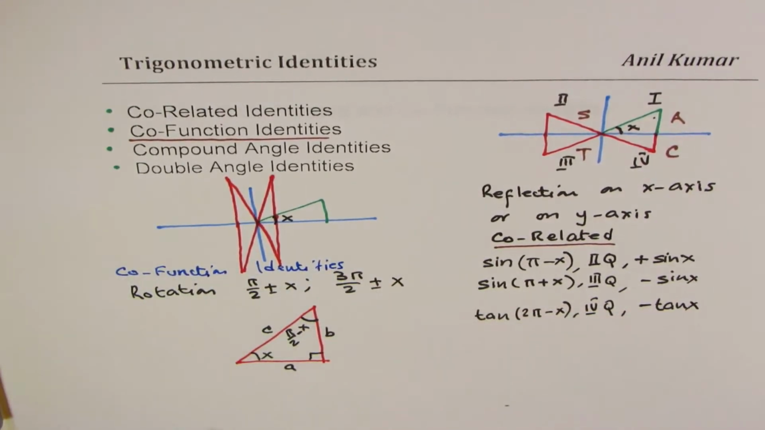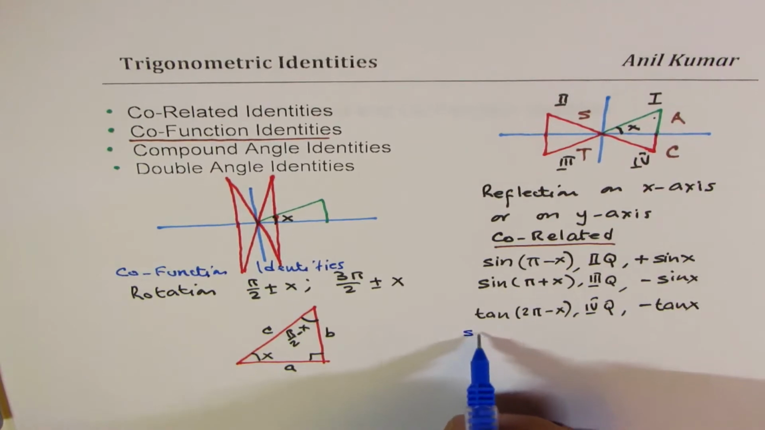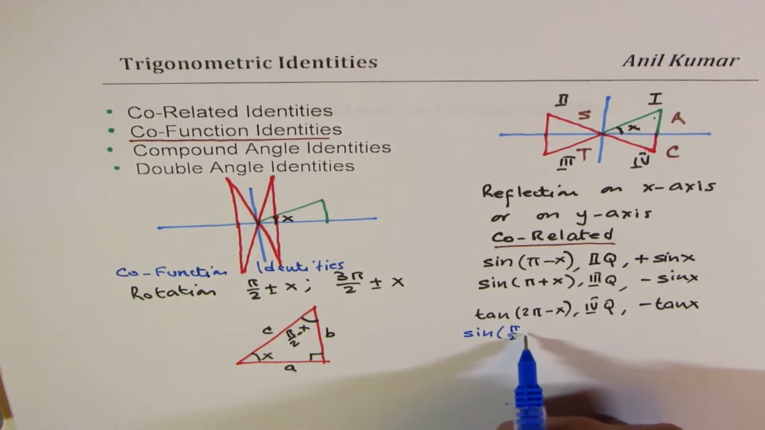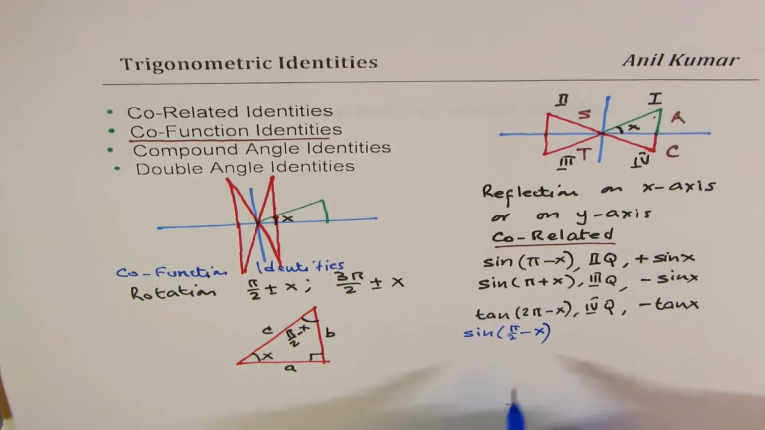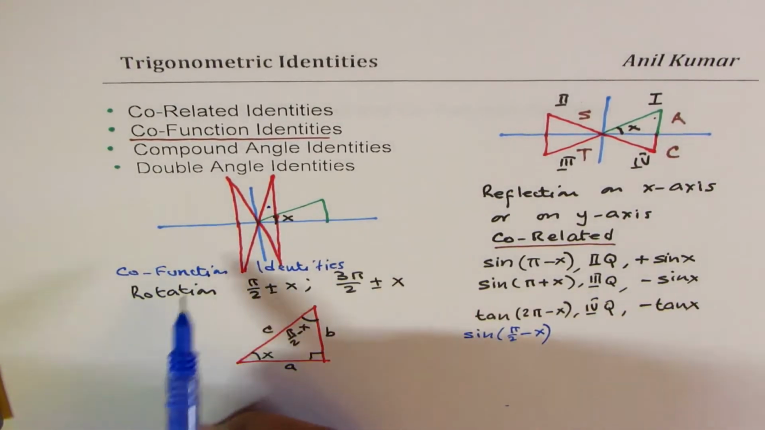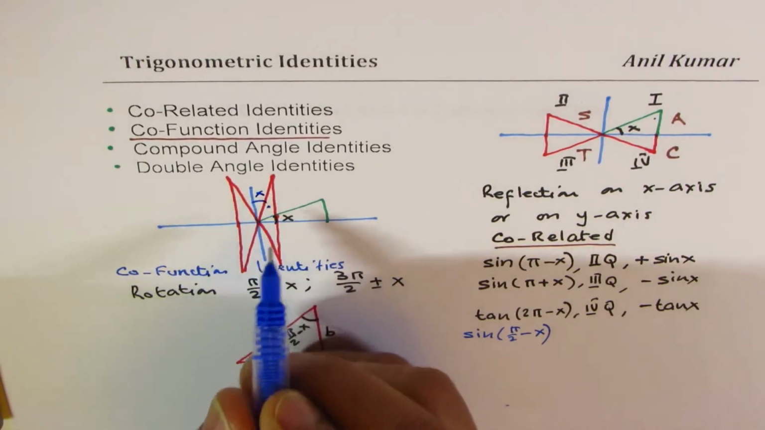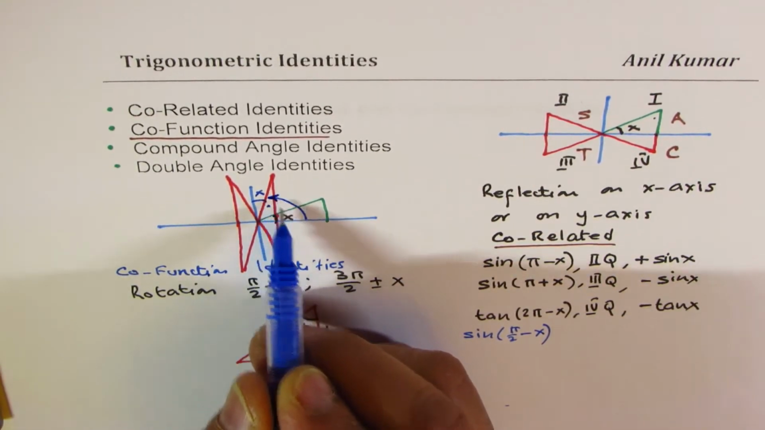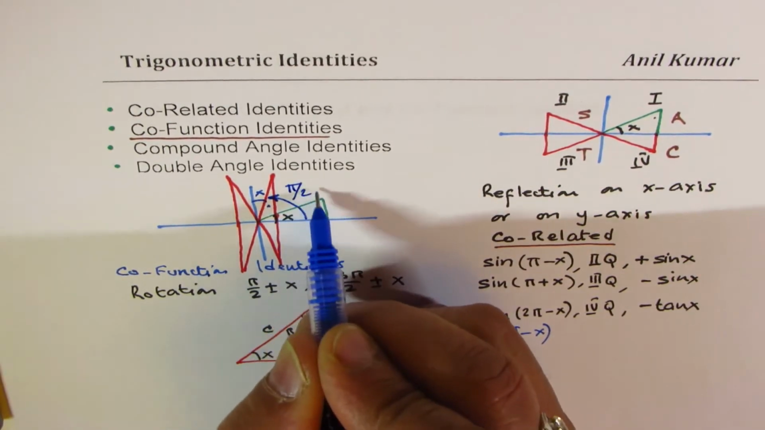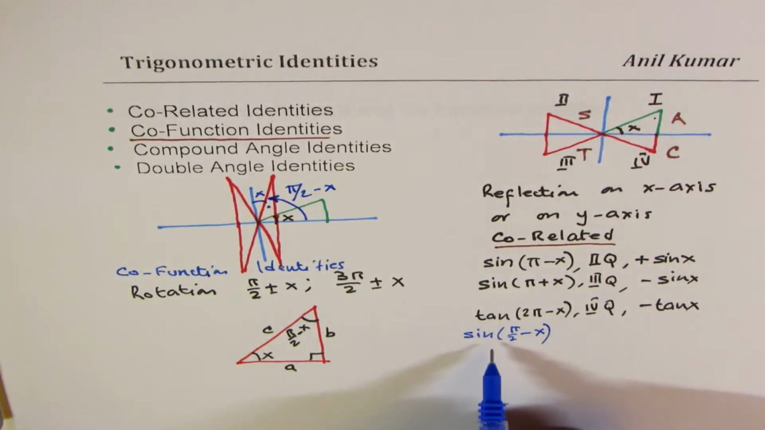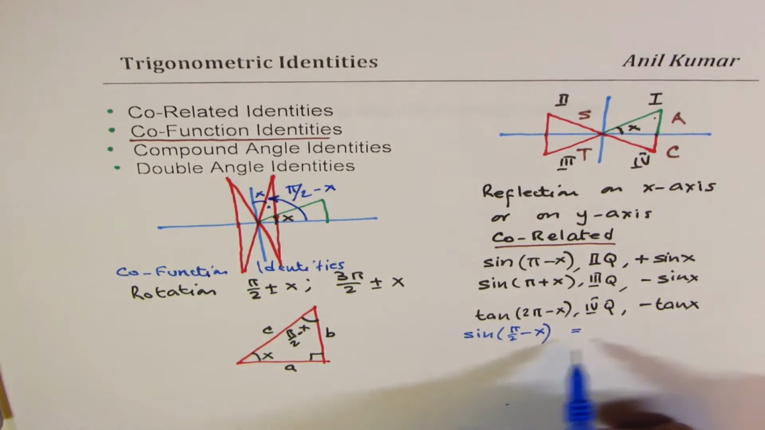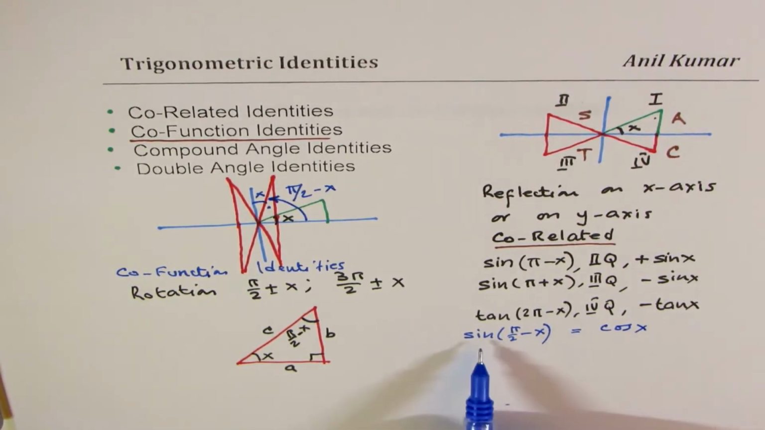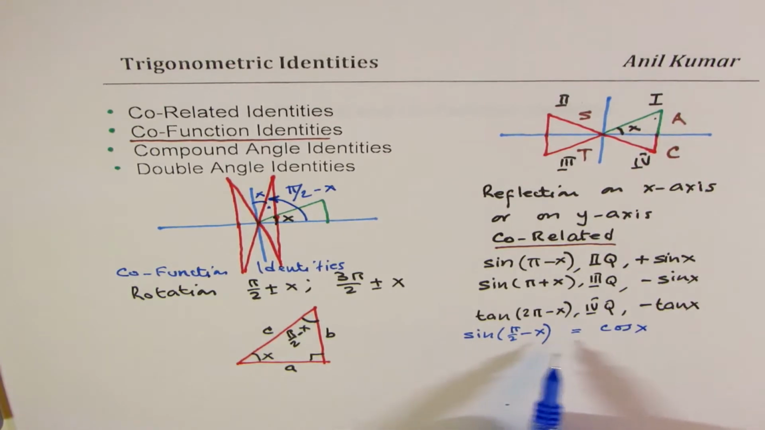If you have something like sine of pi by 2 minus x, for example, then we are looking into this triangle. This is x, right? So pi by 2 minus x is that angle. This is pi by 2 minus x. So here sine becomes cos. So that is equal to cos of x. So these are correlated, sine with cos. Do you get an idea?